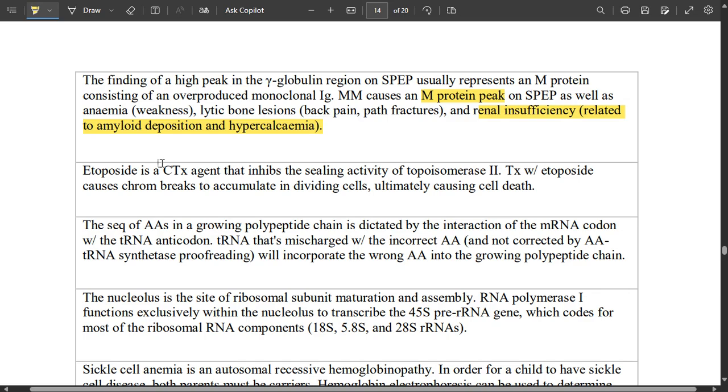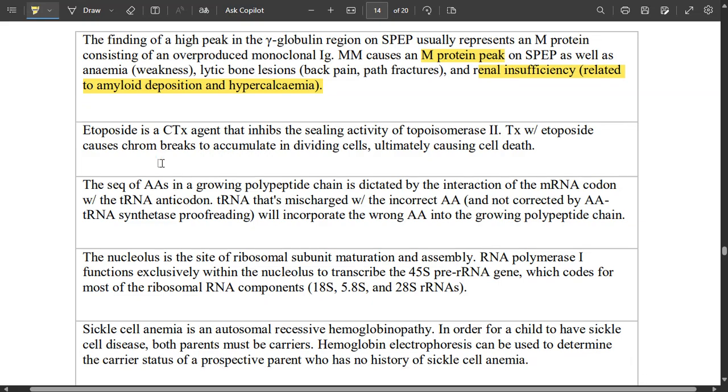So there is radiolucency. Alright, so etoposide.